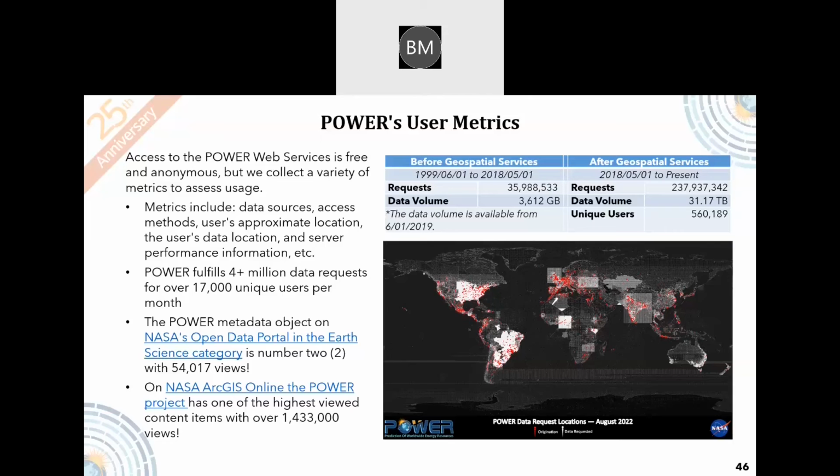We're number 2 inside of the Open Data Portal for NASA. The only one higher than us is meteorite impacts. And then we have the most highly viewed item on NASA ArcGIS Online, which is our data access viewer that Shaquel, a little bit of preview, will be demoing towards the end of this demo session.